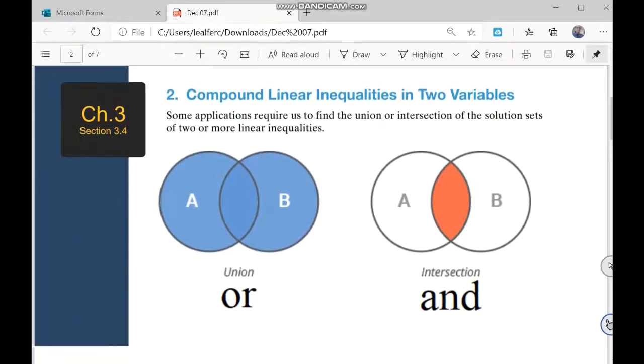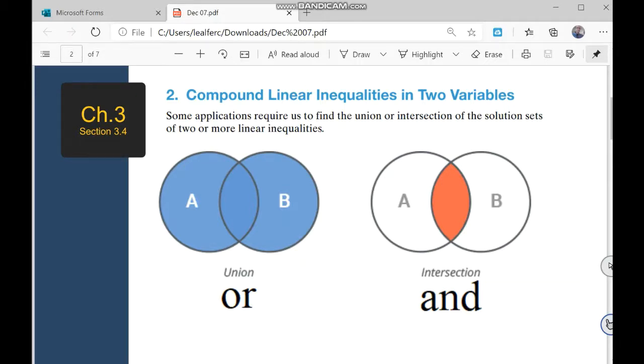Today we will work on compound linear inequalities. We will operate union and intersection of inequalities. Some applications require us to find the union or intersection of the solution sets of 2 or more inequalities. We will work here on the quiz. I will show you an example of how to operate a union or an intersection of 2 inequalities.